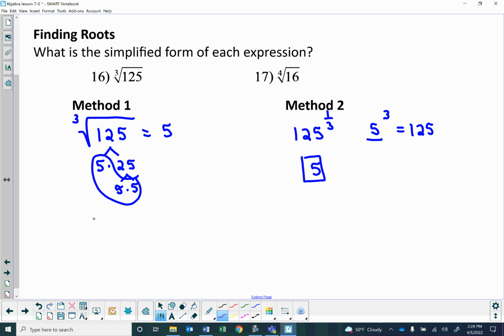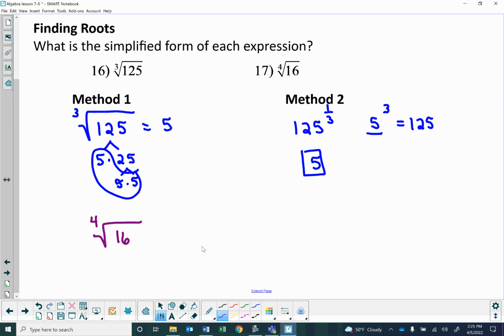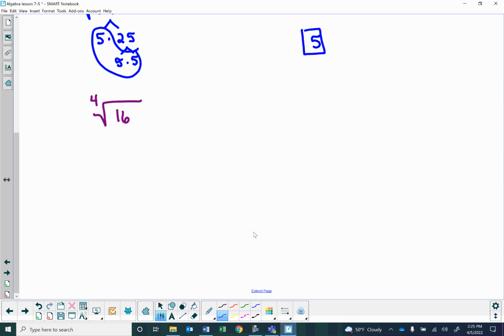Let's look at problem number 17. Very similar. The fourth root of 16. By method 1, I'm just going to break it down into what I know. Just break it down into primes. 4 times 4, and 4 is 2 times 2, and 4 is 2 times 2. Now I need groups of 4 to take anything out. So there's 4 2's, so I can take out one group of 2's. So I take out one 2. So the fourth root of 16 is 2.